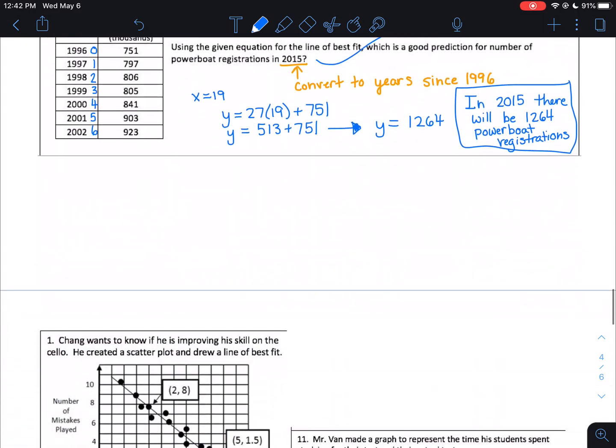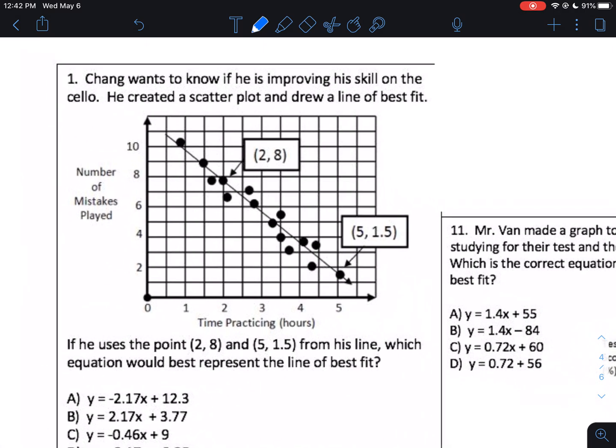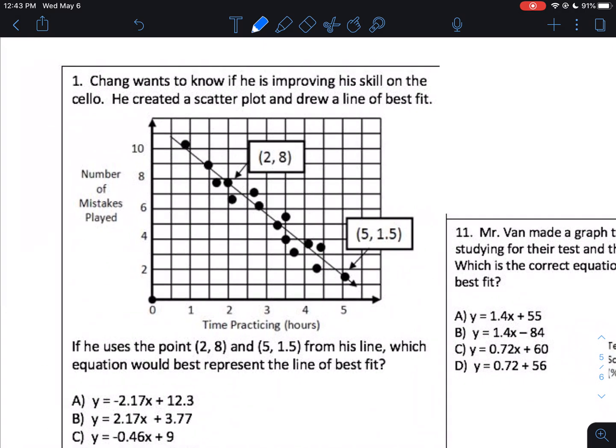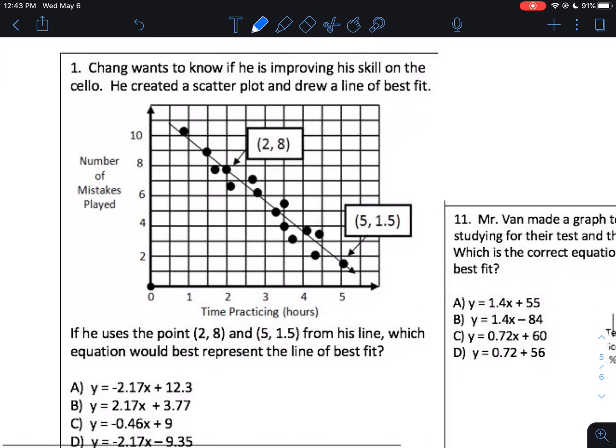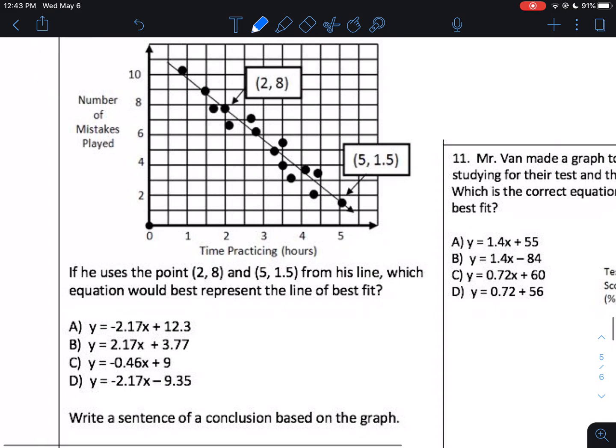All right. I'm going to go through number 1 here because I want to show you how I want you to do these without working too hard. So Chang wants to know if he is improving his skill on the cello. He created a scatter plot and drew a line of best fit. So all of that is already done for us. It's graphed, he drew a line of best fit, and he's showing us the 2 points that he drew the line through, okay? If he uses the points 2, 8, and 5, 1.5 from his line, which equation would best represent the line of best fit?